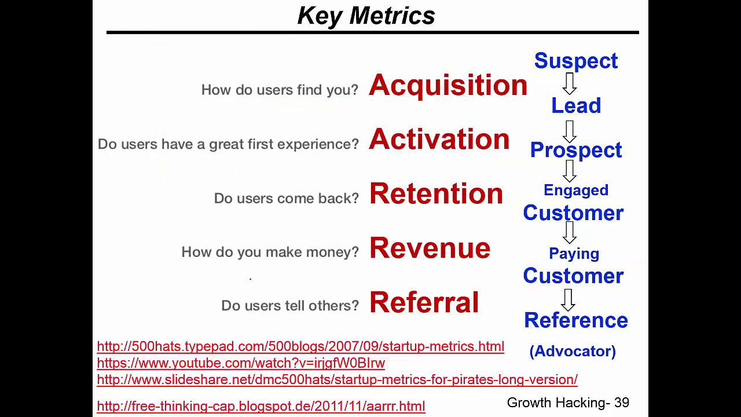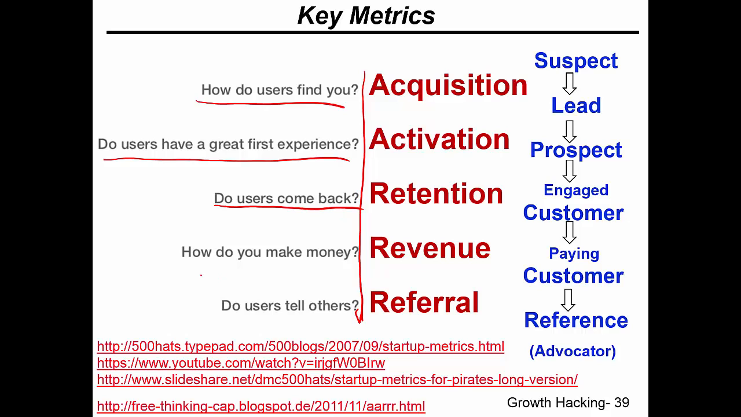So these are the five stages which we mentioned. Acquisition: how do users find you? Activation: do users have a great first experience? Retention: do users come back? Revenue: how do you make money? Referral: do users tell others about your product and service? And certainly we assume those will be positive experiences.